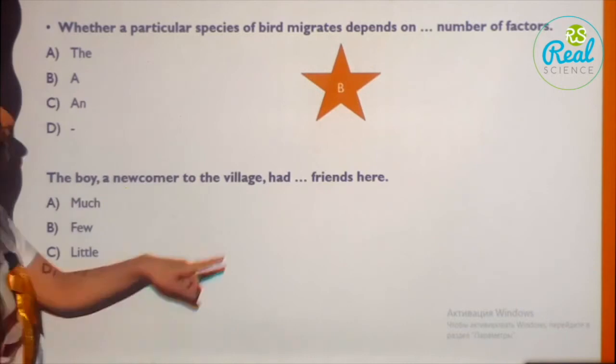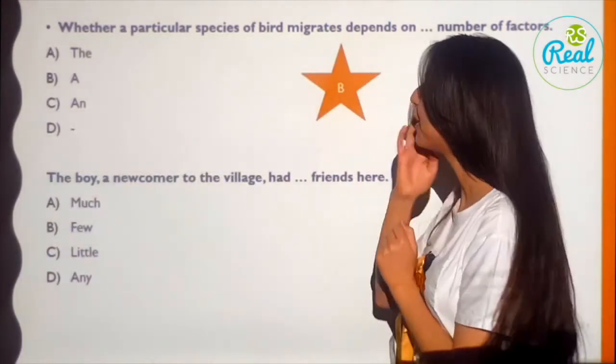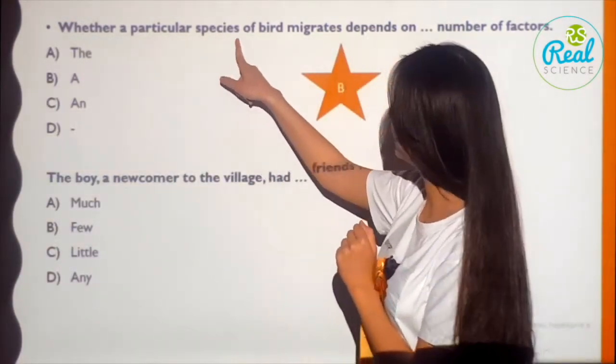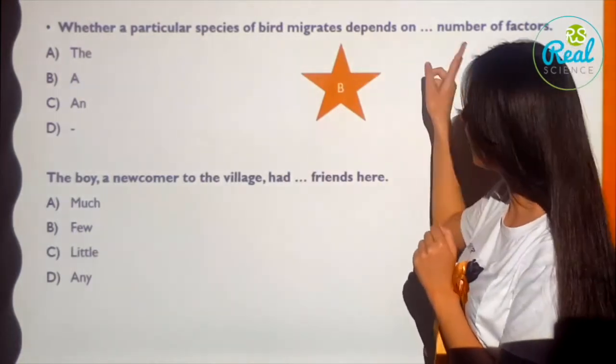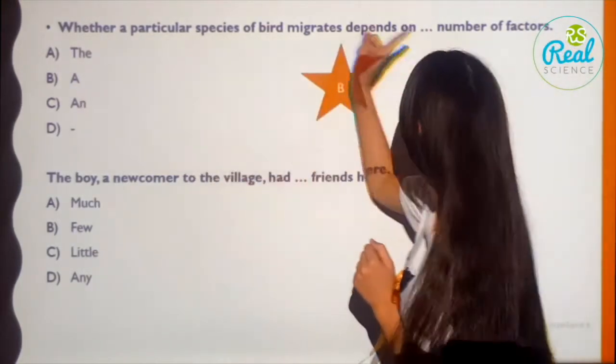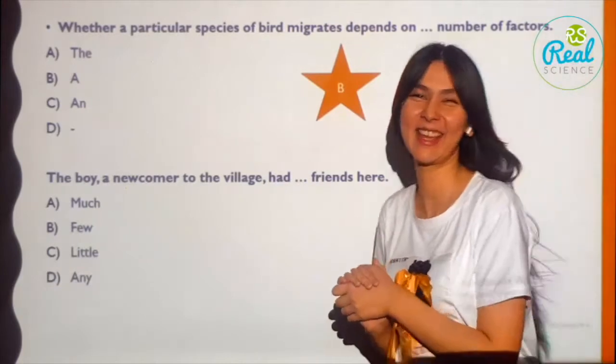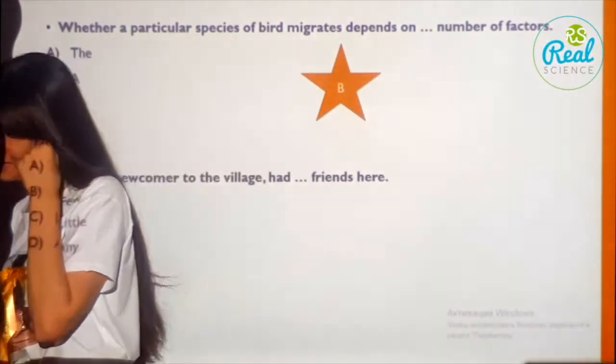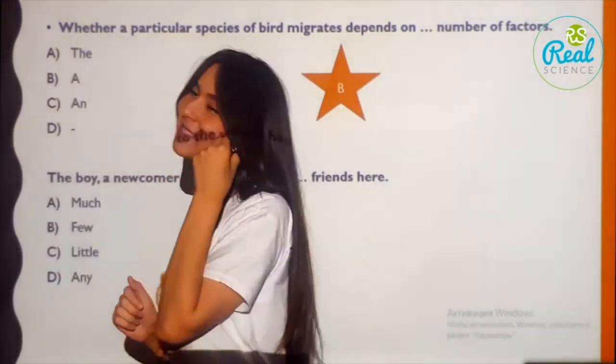Okay. So here we have the ready answer. Whether a particular species of bird migrates depends on a number of factors. Yes. On a number, yeah, it's B1. Okay. So Alimov, can you do the second?